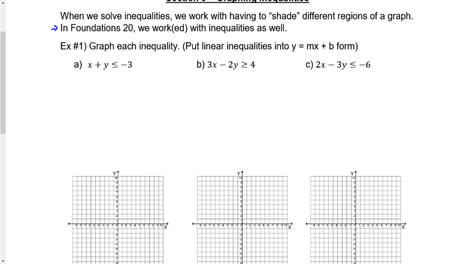So the first thing we want to do is get into y equals mx plus b form, which means we want to get into the equation of graphing a line. So the first thing we'll do is subtract the x over. So y is less than or equal to negative x minus 3. Since this is in the equation of one line, we're not graphing two things, we're not doing anything further. We're just going to graph the line negative x minus 3.